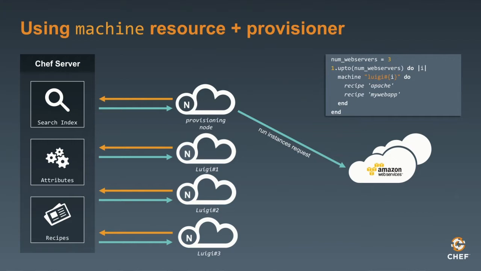There's tremendous potential here. You can do so many things with the machine resource. The provisioning node might communicate with a Nagios monitoring server to determine when your cluster is running at high utilization.